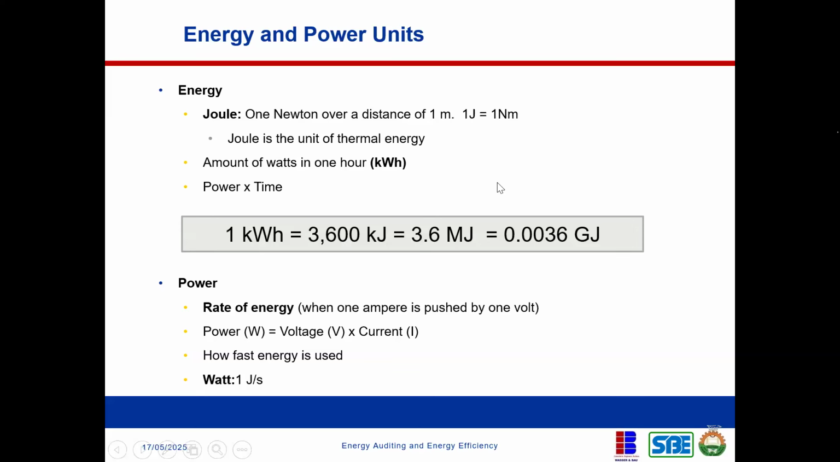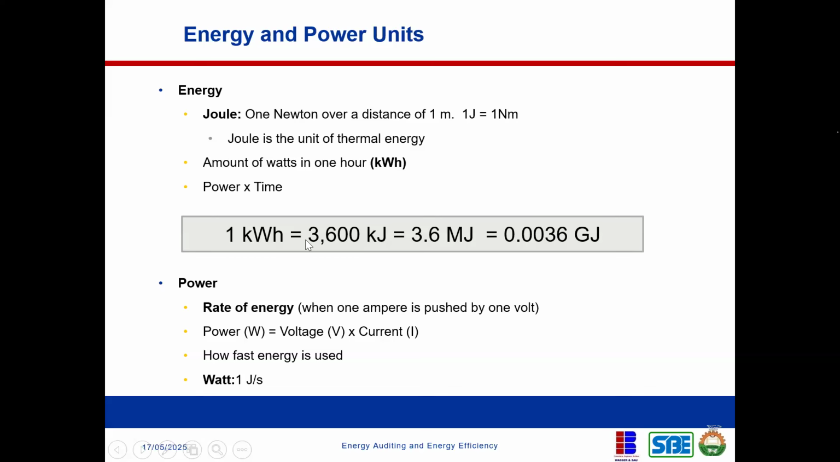Now, there are also different units of energy. If you're working in an industry, so if you're doing an industrial energy audit, in many cases you're not going to be dealing with kilowatt hour for some industrial applications. You're going to be dealing with energy in the form of kilojoule or megajoule. So if that happens, there's no reason to get worried. There are conversion factors. So 1 kilowatt hour, like we all know, is equal to 3,600 kilojoule.